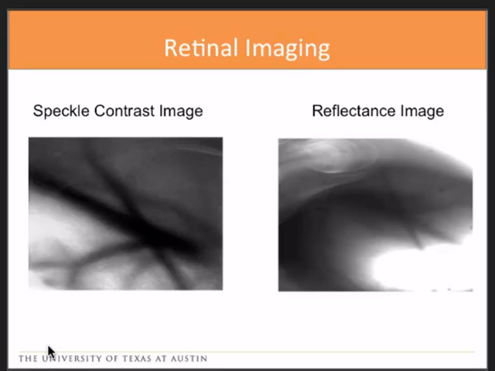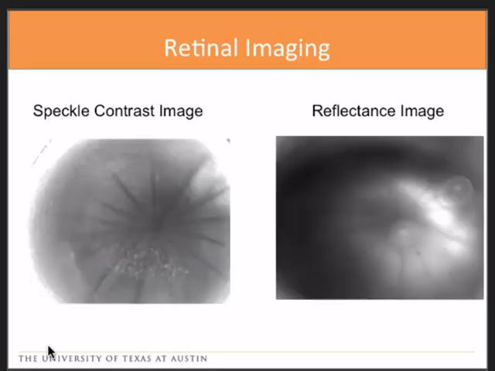So then I worked on it a few weeks, I think, and it became slightly less terrible, but still quite terrible. On the left is a speckle contrast image. On the right is the reflectance. You can sort of make out what may be a retina, what I would hope is a retina, but clearly nothing good enough to analyze.